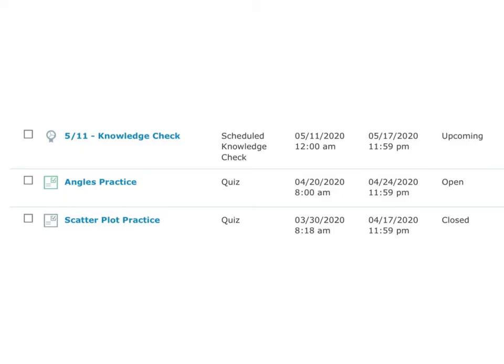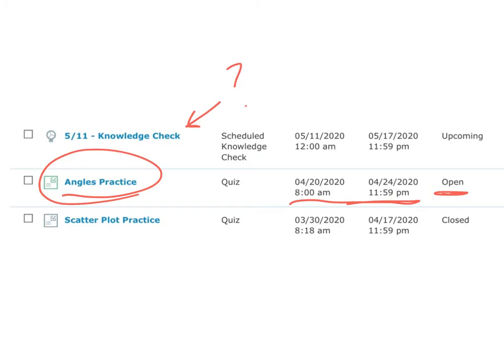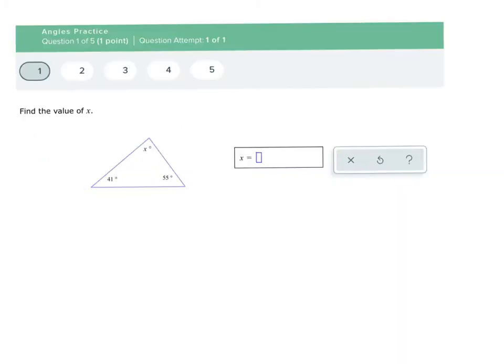When you log in through your ALEKS account, it's titled Angles Practice. So look at this date. You can see it's open. Now, I do notice this knowledge check here. I don't know if we're going to be doing that. Just wait on that. But today is Angles Practice. So a few problems on this practice. We're looking for the value of x.